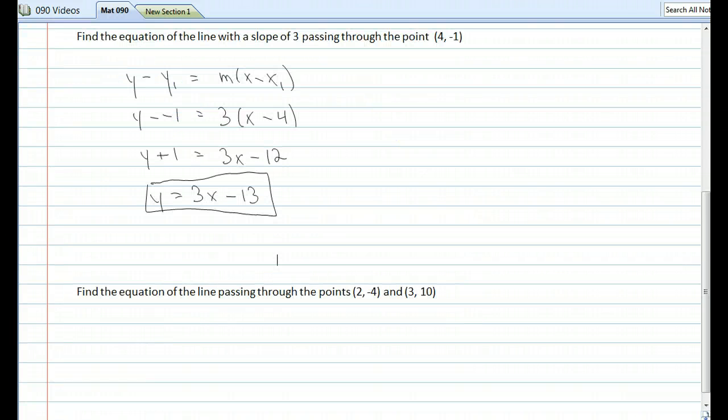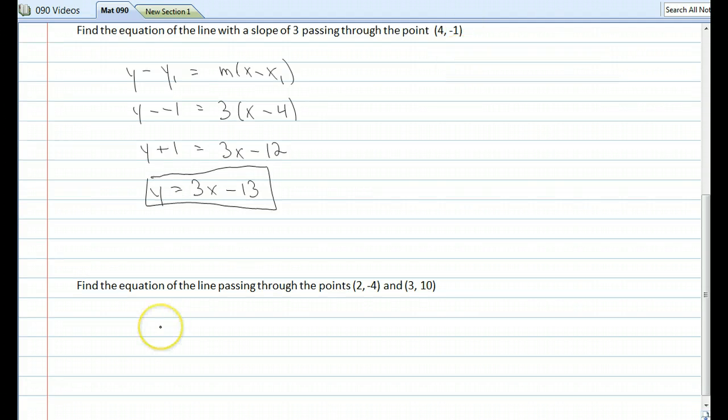Let's find the equation of the line passing through the points (2, -4) and (3, 10). Now the difference between this problem and the problem right before it was, in this problem we're not given a slope. However, we are given 2 points, and if we think back to a few videos ago, we're able to find the slope between 2 points. So what we can do is find the slope of this line first, and that will turn it into a problem just like the problem above.